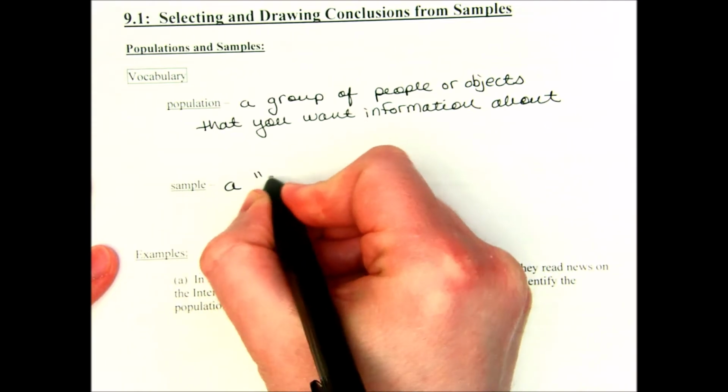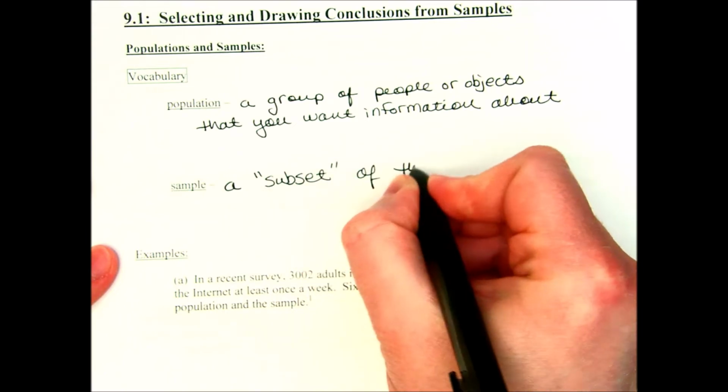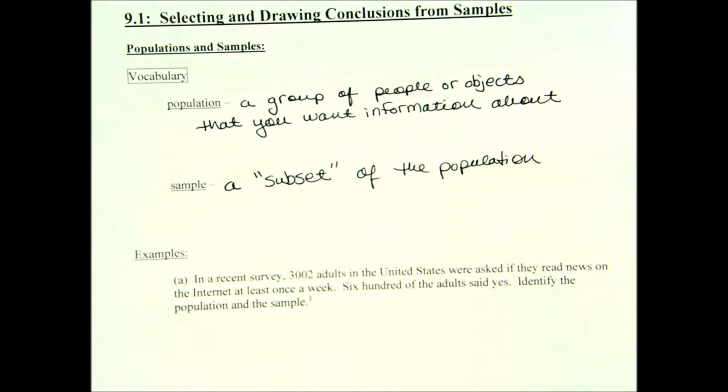We're going to define this as a subset of the population. It's a smaller group that we hope represents the population. I think these two definitions will make a little more sense with our first two examples that we take a look at. In letter A, we're told that in a recent survey, 3,002 adults in the United States were asked if they read news on the internet at least once a week. 600 of the adults said yes. We're asked to identify the population and the sample.